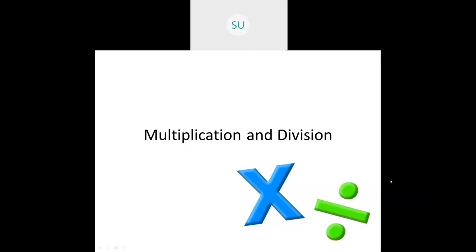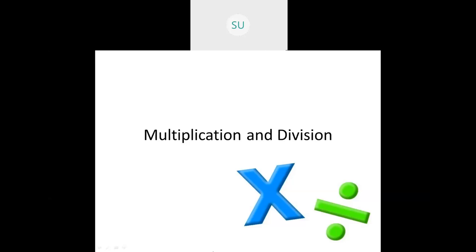Okay, and it is represented or shown by the sign of cross that is shown here in blue color. So this is the sign for multiplication. Okay, so that is the meaning of multiplication. Now moving on to division.